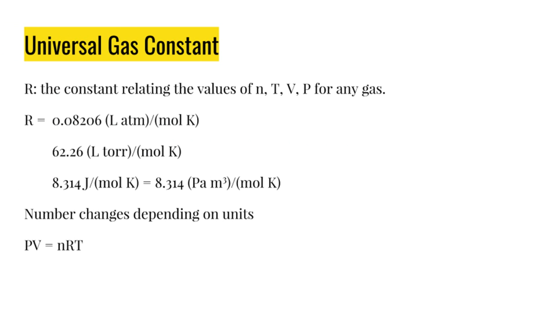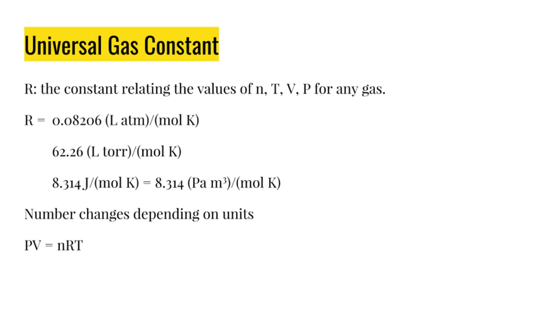Then we have, just in case, 62.26 liter torr per mole Kelvin. Remember, torr is equal to millimeters of mercury, named after the Italian Torricelli. So that's the same number if you were using millimeters of mercury, 62.26 liter millimeters of mercury per mole Kelvin. And then the third one is one that will show up fairly frequently in the second semester, 8.314 joules per mole Kelvin.